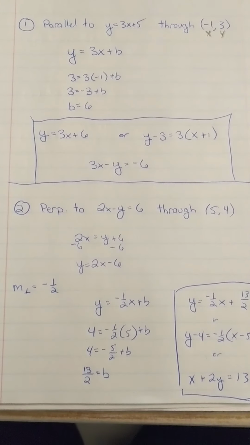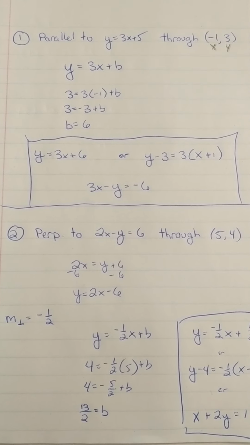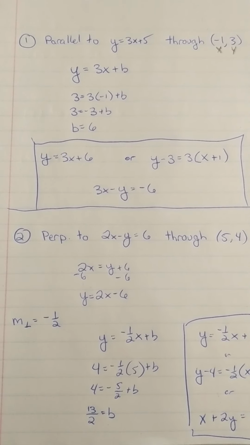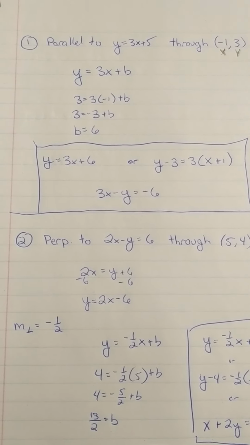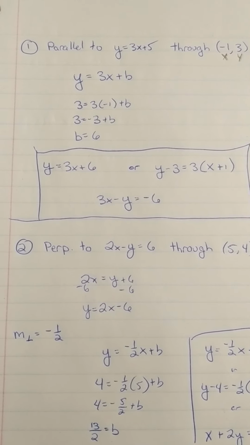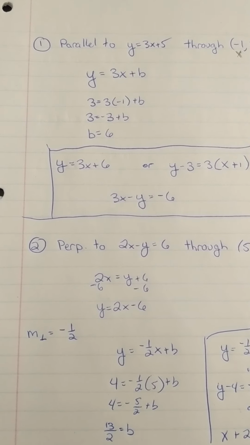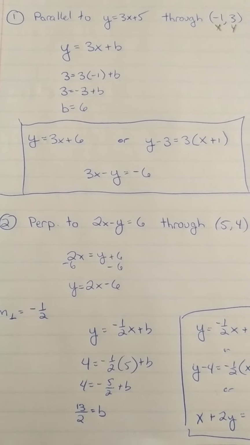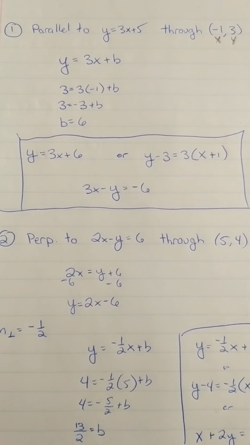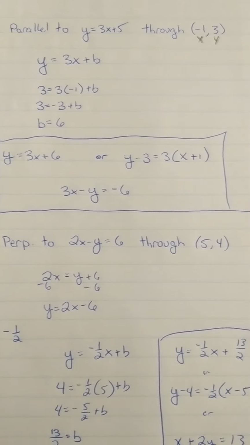Now the other one was a little more complicated. I gave you an equation in standard form, so that meant that you didn't have the slope, so you first had to find it. So I rewrote this equation into y equals 2x minus 6, and then since it's perpendicular, you take the opposite of the reciprocal. So my perpendicular slope was negative 1/2, and then I repeated the process. So y equals negative 1/2 x plus b, plugged in the values, I got 13/2.